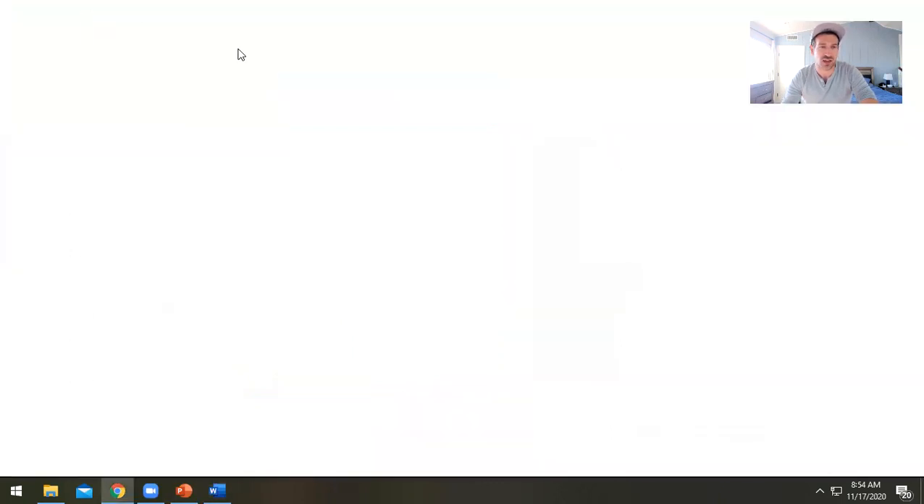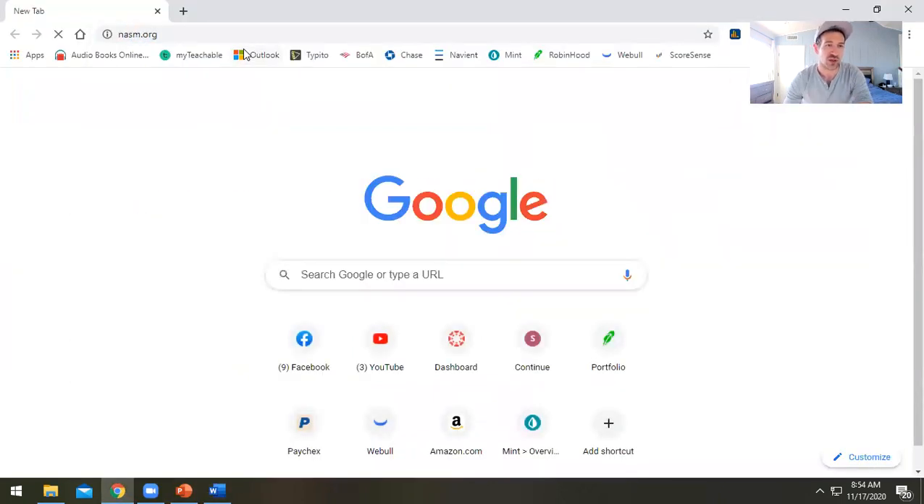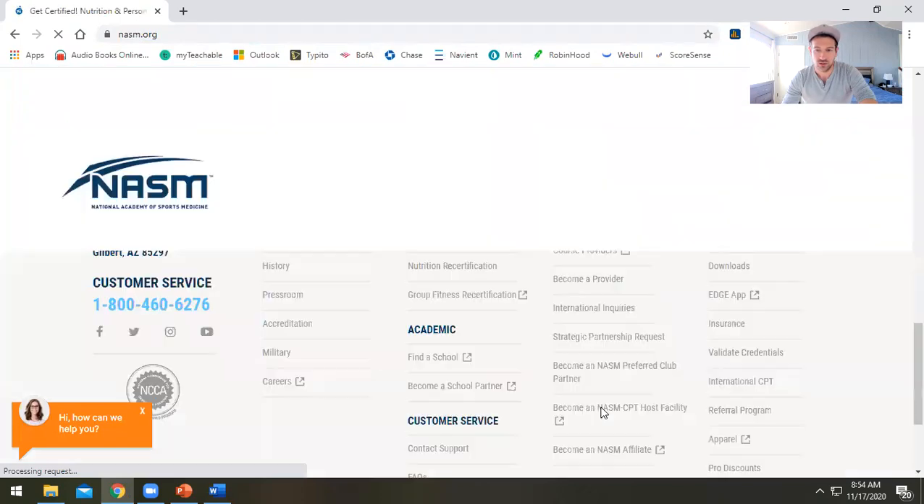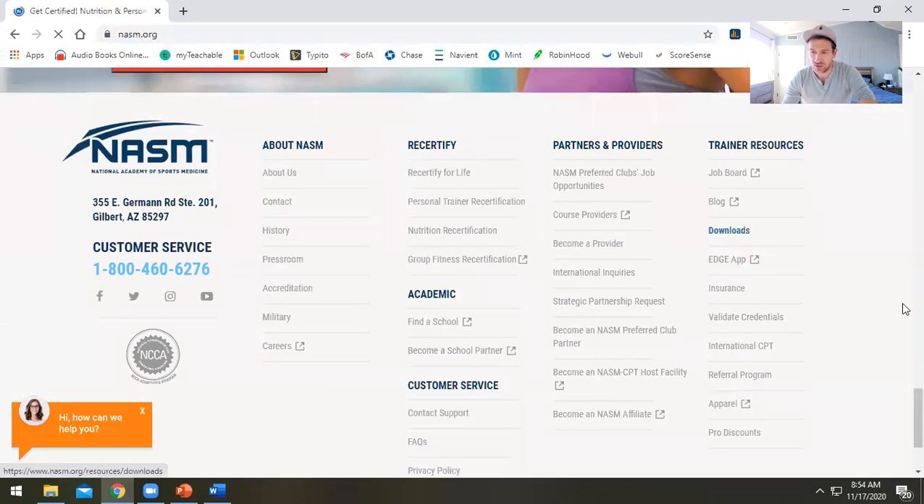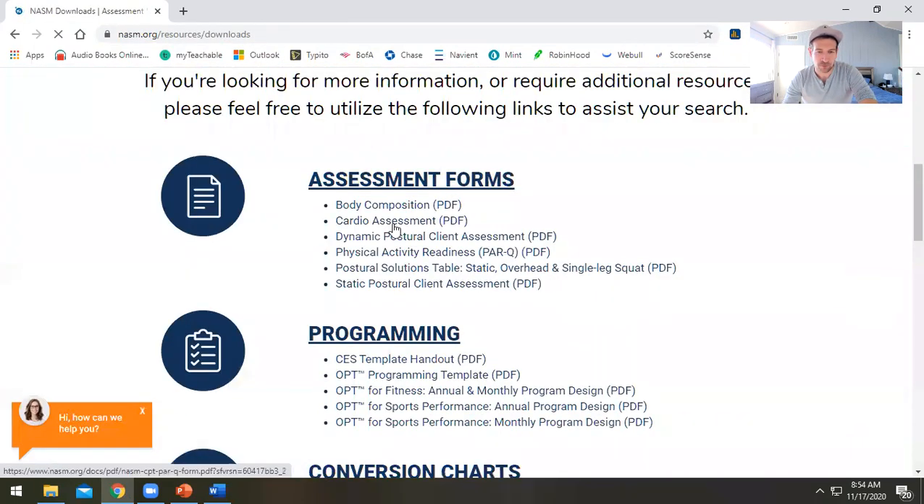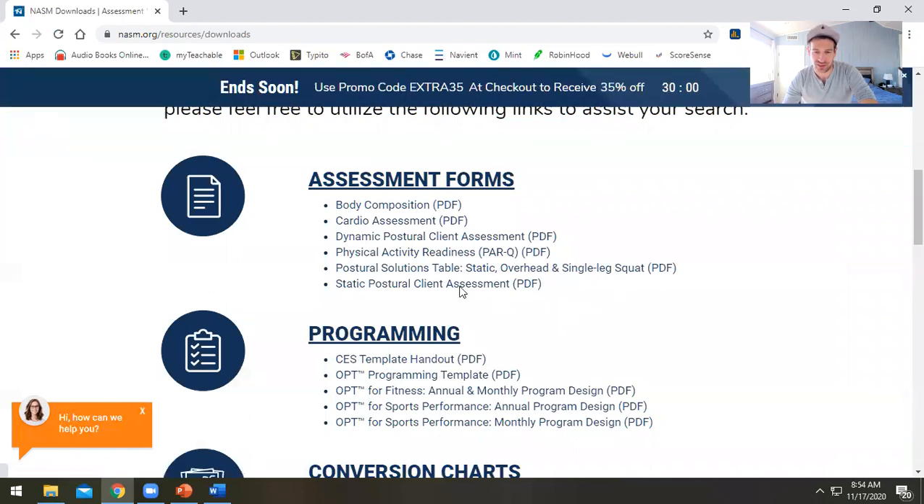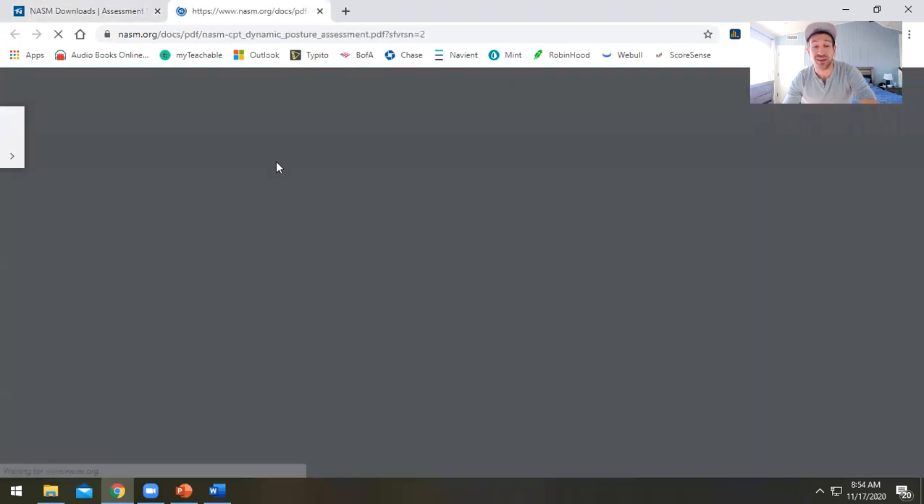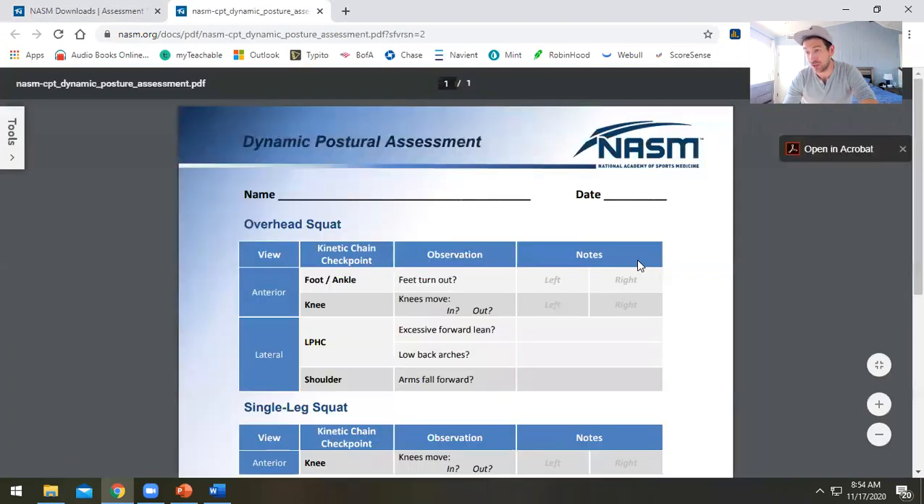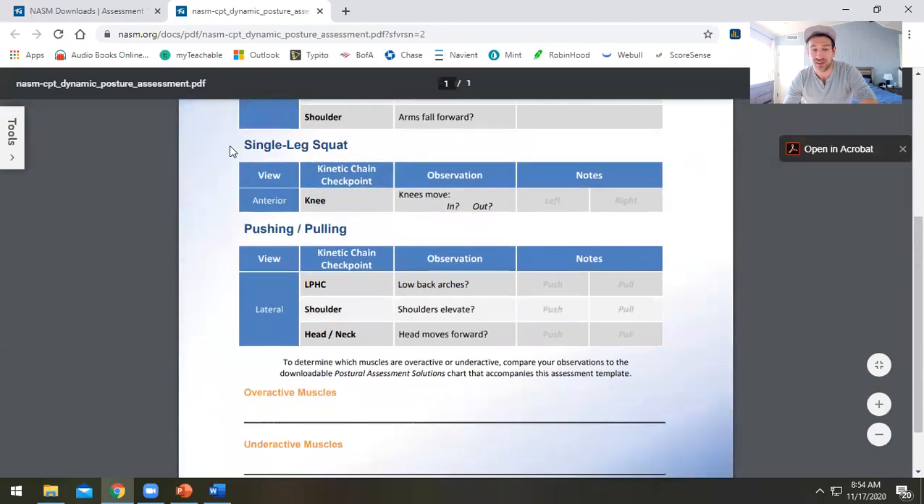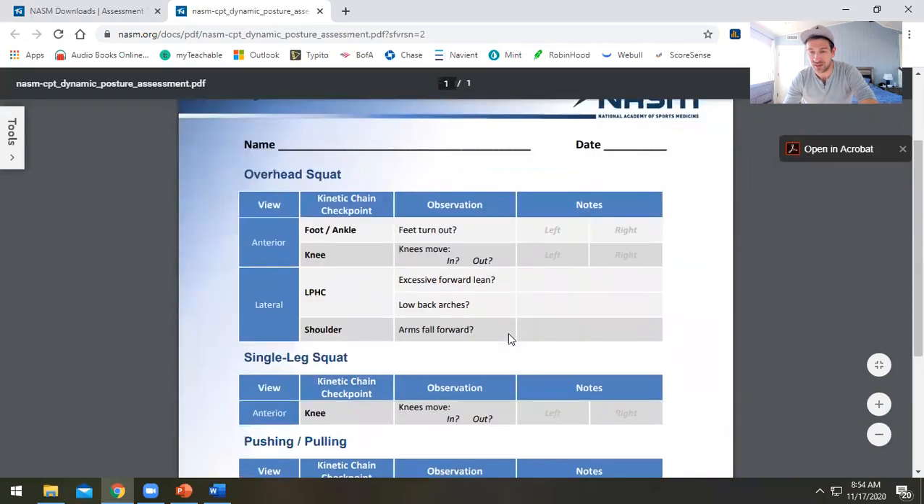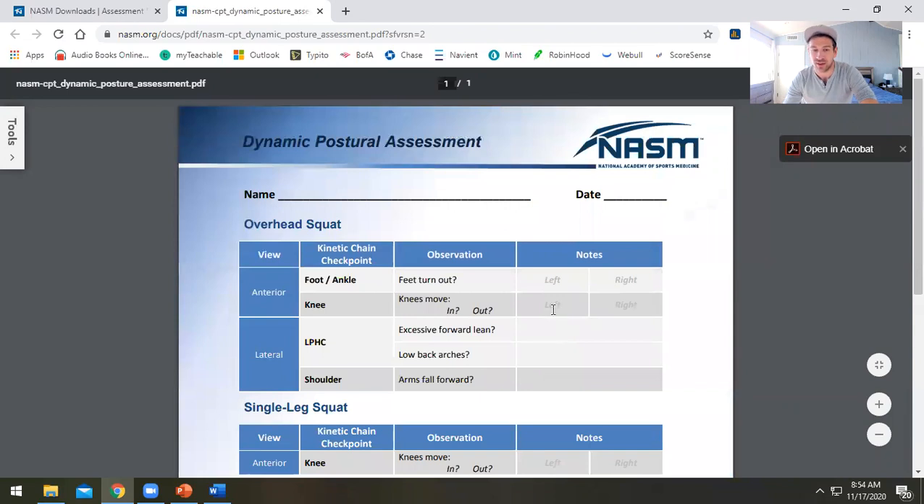So again, you go to nasm.org, and I go down to the downloads, right? By the way, I actually meant to pull this up yesterday. I totally spaced in both classes. I didn't think of this until I was laying in bed last night. But here is the assessment for dynamic posture. Like when you're doing the overhead squat, single leg, or the pushing and pulling assessment, this is a sheet that you can use to mark that all down.